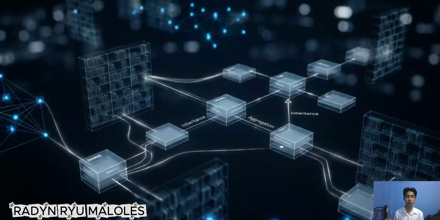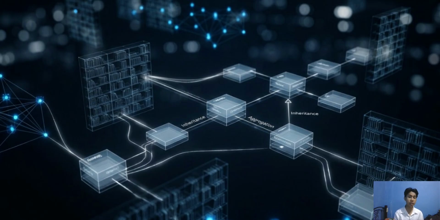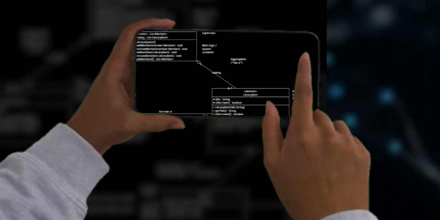And now, before we look at the actual code, we have to talk about how it is all structured. Building a system like this requires a good architecture. Later in our presentation, my groupmates are going to walk you through our UML class diagram. They will explain the specific relationships between our classes. There is inheritance between the items, and there is an aggregation that connects the members to the library.